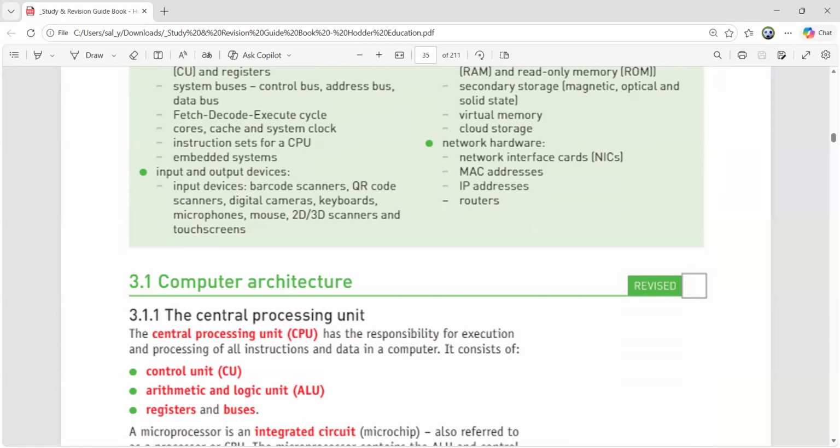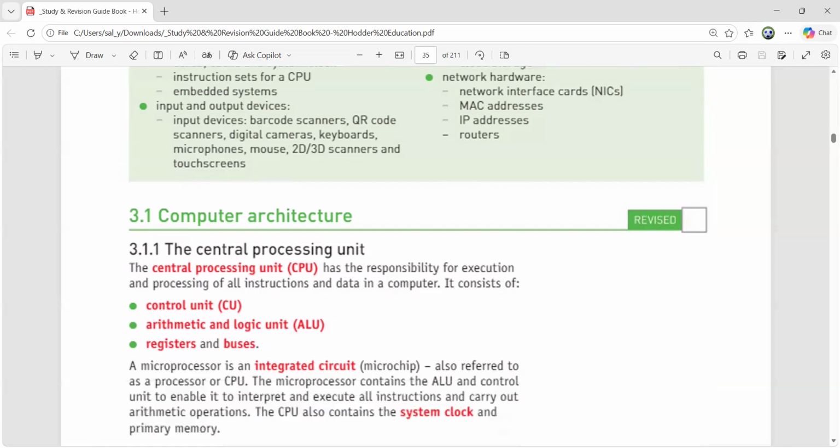It has the responsibility for execution and processing of all instructions. Like you may have heard people say that the person is brain dead. Brain dead means a person is alive, he is breathing, but still we call him brain dead because he is not able to process, he's not able to do anything. So it means the CPU or brain is the integral component of the computer system or the human body.